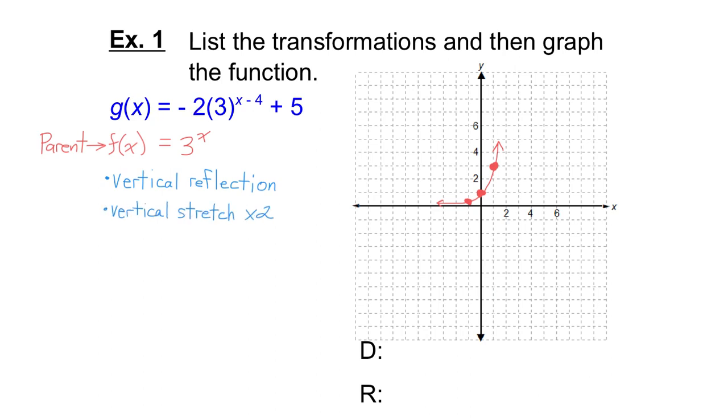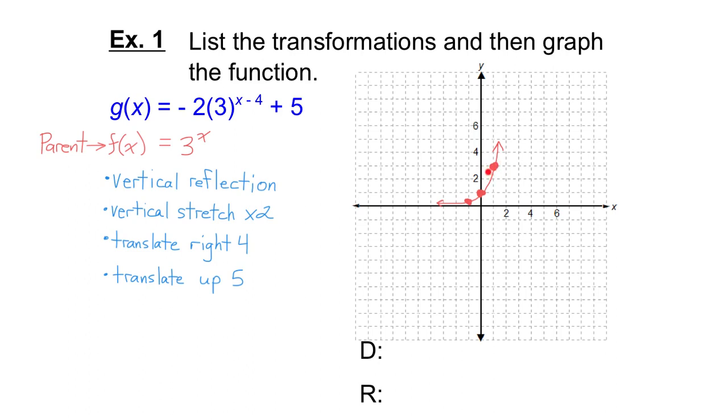2 means we have a vertical stretch times 2. Here, this is our D value. We're going right 4, and C up 5. So I've listed all the transformations. Now I'm going to graph the function g of x. So start with the parent function and go through each point.